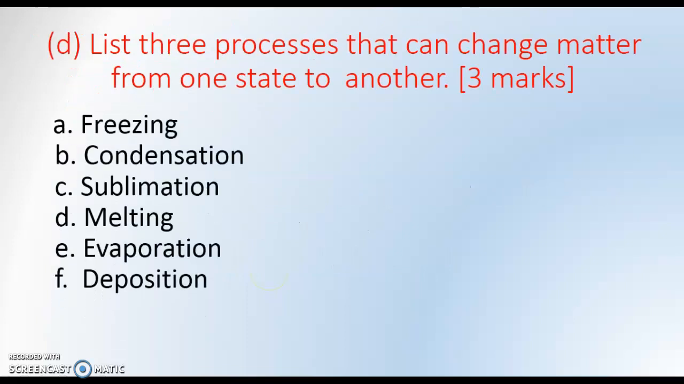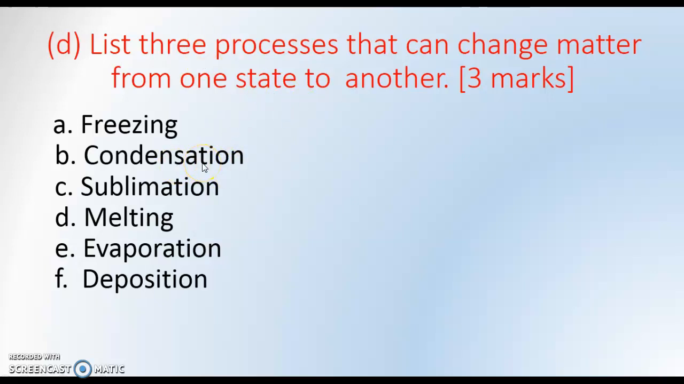Now let's look at the last question under question number 2. Some processes that can change matter from one state to another. Please be reminded that we have 3 main states of matter for now: solid, liquid, and gas. So what are some of the processes that will change matter from, let's say, liquid to gas? We have freezing, that is changing from liquid to solid, like putting liquid water in the fridge to form ice.